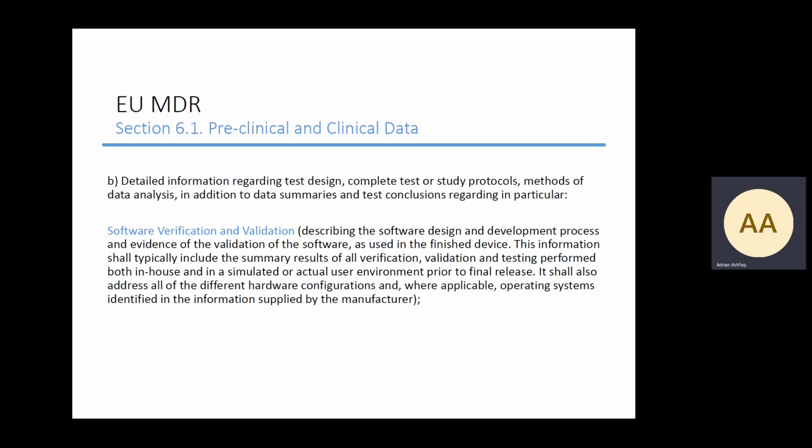Software verification validation, which describes the software design and development process and evidence of the validation of software as used in the finished device. This information shall typically include the summary results of all verification, validation, and testing performed both in-house and in a simulated or actual user environment prior to final release. It shall also address all of the different hardware configurations and, where applicable, operating systems identified in the information supplied by the manufacturer.